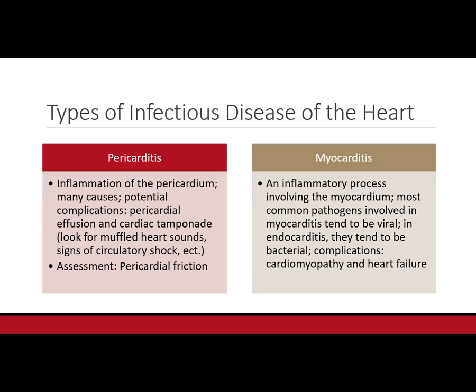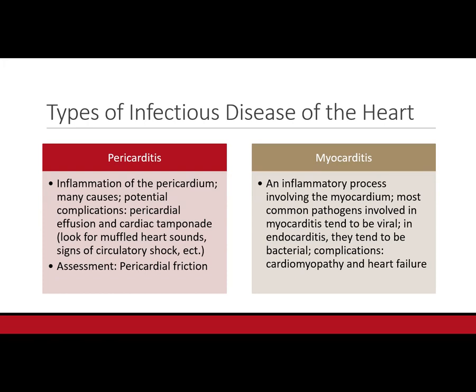So we also have pericarditis and myocarditis. Pericarditis is that inflammation of the pericardium. There can be many causes. And your potential complications of this are things like your pericardial effusion and your cardiac tamponade. So with that cardiac tamponade, because I've been talking about this a lot, you really want to look for those muffled heart sounds, signs of circulatory shock, and just making sure that you're aware of it. On assessment, when you listen to this patient, if they've got pericarditis, you will hear that pericardial friction.